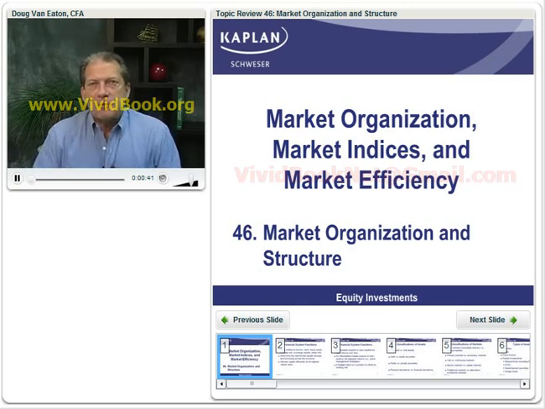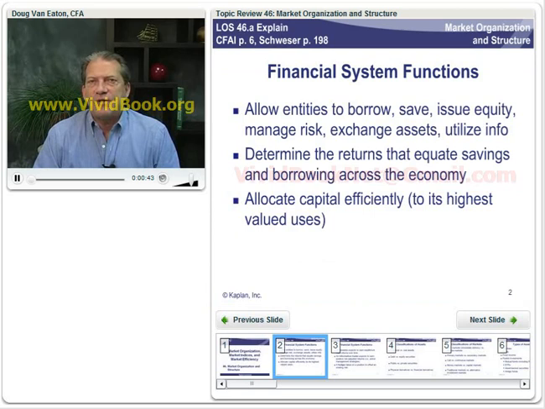and first talk about the overall functioning of the financial system. Let's just go through these bullet points here. Allow entities to borrow, save, issue equity, manage risk, exchange assets, and utilize information. So I think that's pretty straightforward there. The financial system also determines the returns that equate savings and borrowing across the economy. So that's similar to what we talked about in macroeconomics. We've got borrowers, we've got savers, and some equilibrium interest rate is determined, and that's all part of this functioning of the financial system.